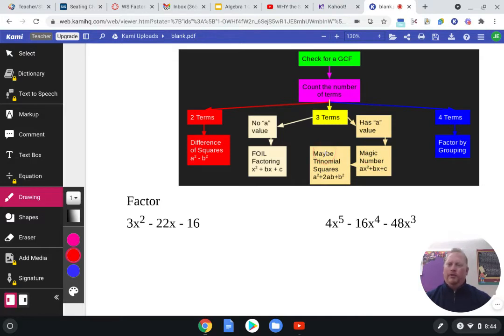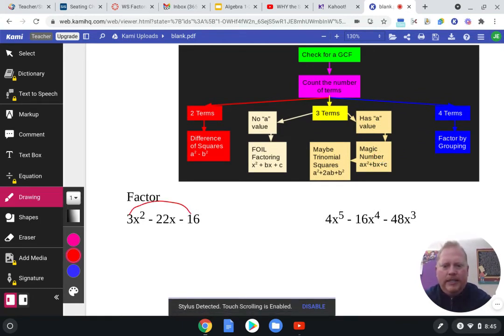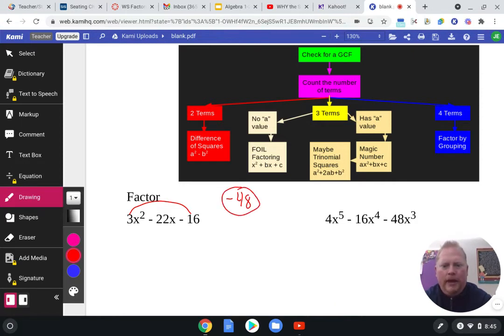I'm pretty sure it's not trinomial squares because 3 is not a perfect square, and negative 16 really isn't either. Positive 16 is, but not negative 16. So I am for sure going to use magic number on this. So 3 times negative 16, that's negative 48. That's my magic number.